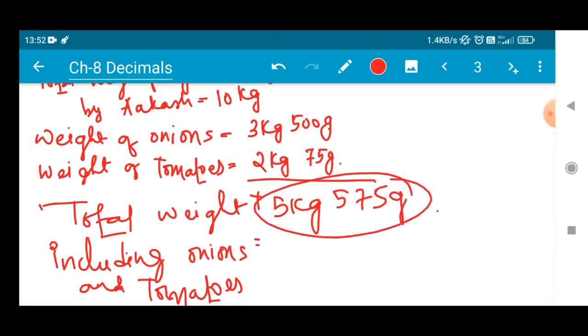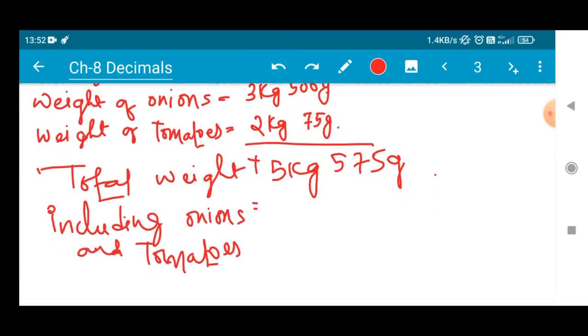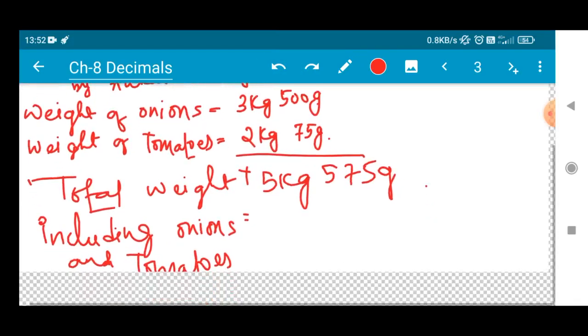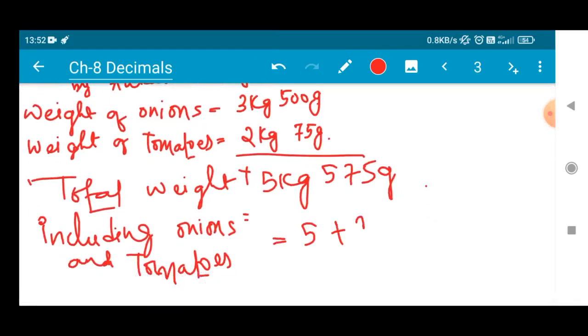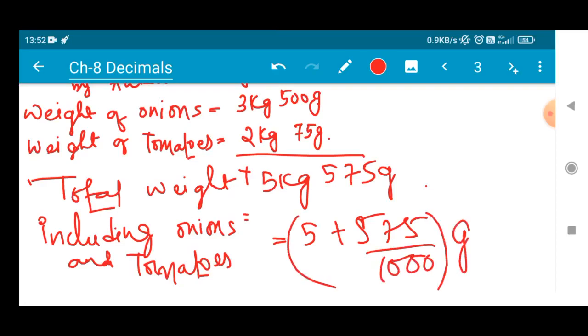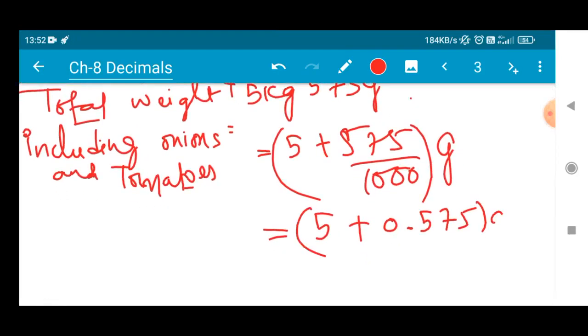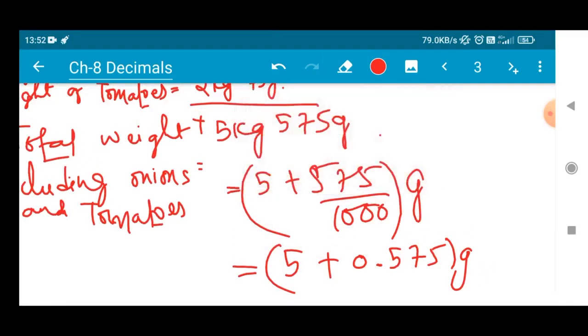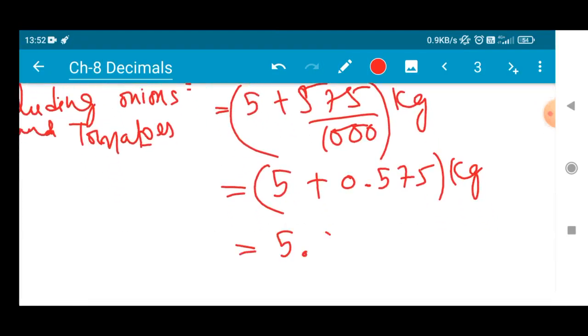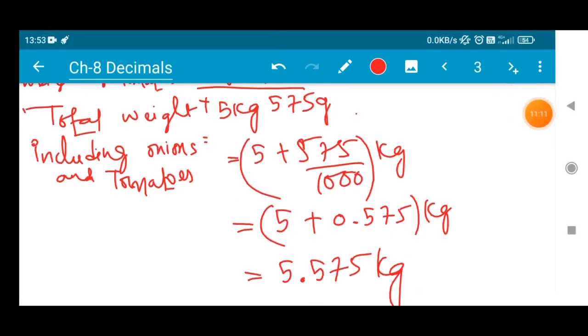Now let me convert this into 1 unit, so that it will be easy for you to subtract from 10 kg. So if I convert this, 5 plus 575 divided by 1000 is equal to 5 plus 0.575. Sorry, it is not in gram, as I have converted into kg, so I should write this unit in kg. It is 5.575 kg.